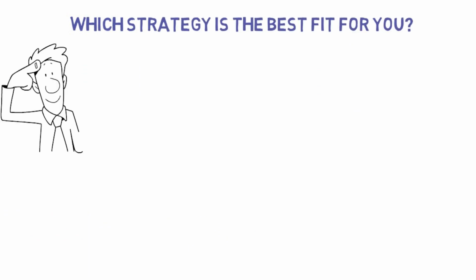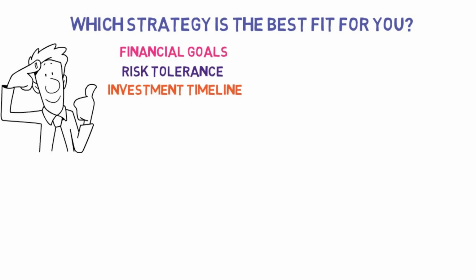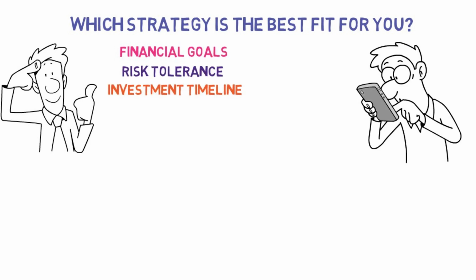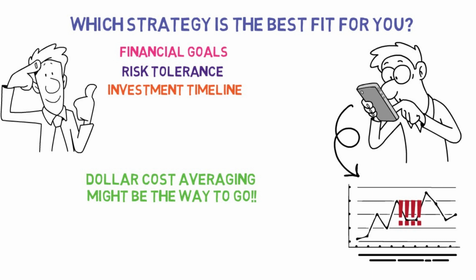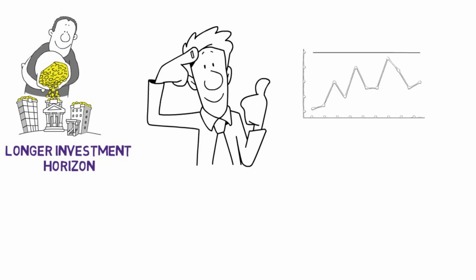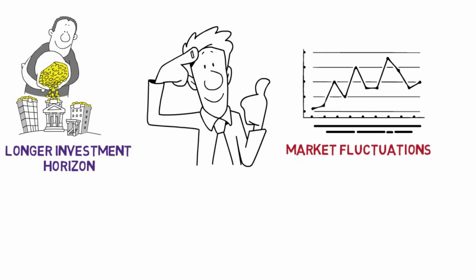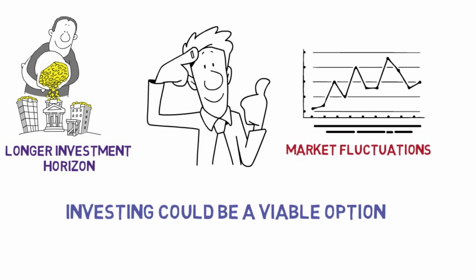It ultimately depends on your financial goals, risk tolerance, and investment timeline. If you prefer a more conservative approach and want to reduce the impact of market volatility, dollar cost averaging might be the way to go. On the other hand, if you have a longer investment horizon and are comfortable with potential short-term market fluctuations, lump sum investing could be a viable option.